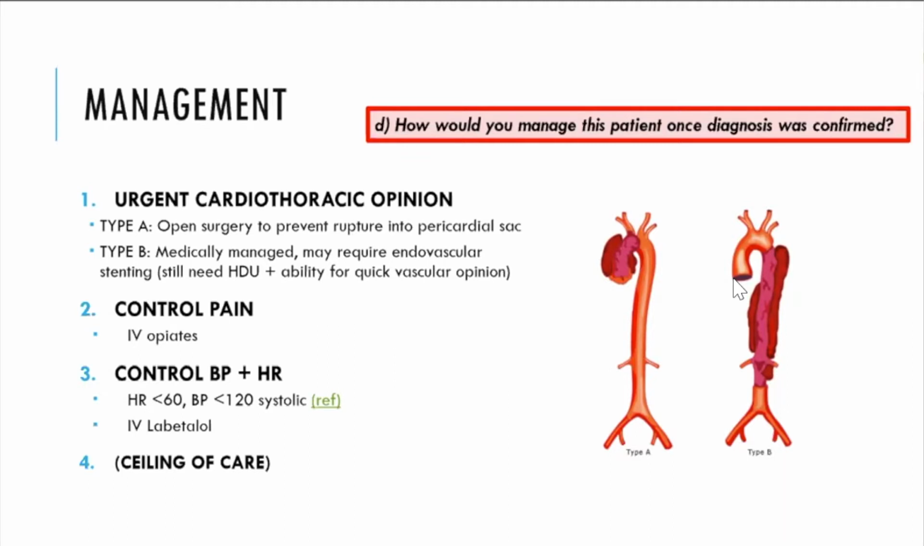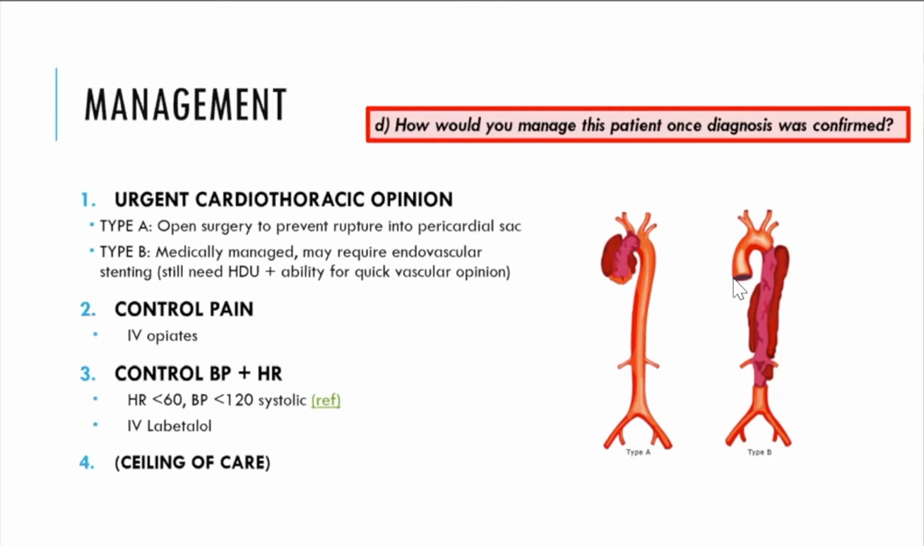And number 4, I've put ceiling of care as well. That's really important. So, this gentleman is 80. Are they going to do well if they go to theatre? Is it appropriate for them to go to theatre? You need to have discussions with the family, with the patient, if they are able to, if they're conscious and able to speak to you about what the realities are of operating on a patient like this. It might be a palliative diagnosis.